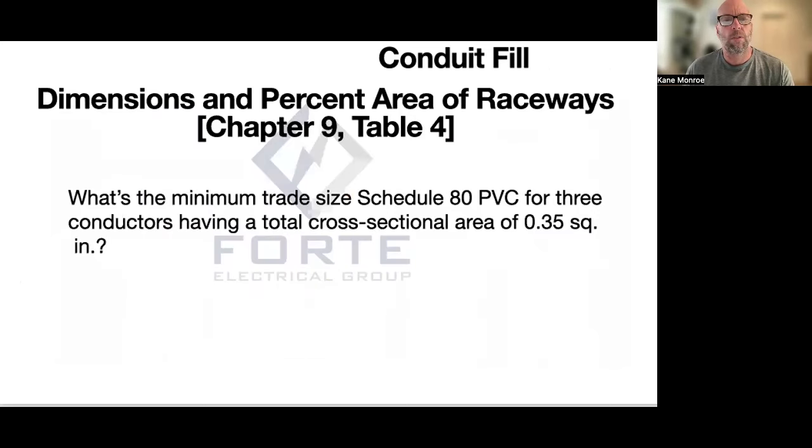All right. What is the minimum trade size Schedule 80 PVC for 3 conductors having a total cross-sectional area of 0.35 square inches? So don't let them throw you off here, guys, with the 3 conductors, because they've already given you the total cross-section. So they've already added that up to 0.35.